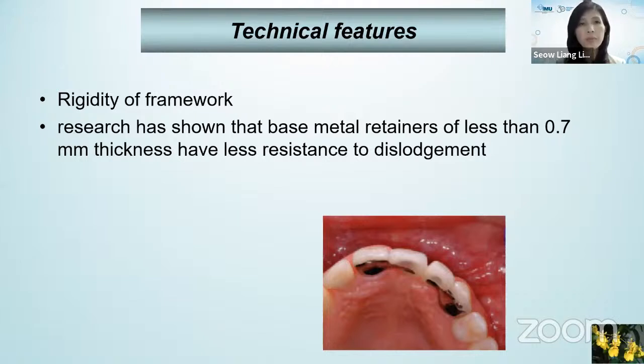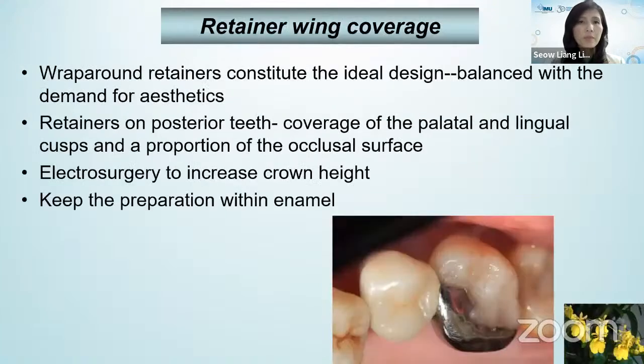But when you have to prep the tooth, try to keep it as much as possible within enamel, because we all know that adhesive bonding to enamel is way more superior than to dentin. So if you have more enamel, that would give you better success outcome. And for posterior, I do resin bonded bridges as well in selective cases. So patient selection is also very critical to be able to evaluate the prognosis as well.